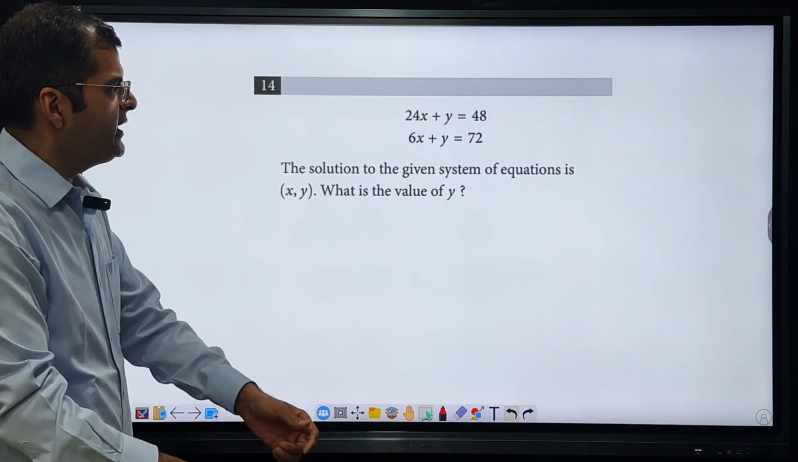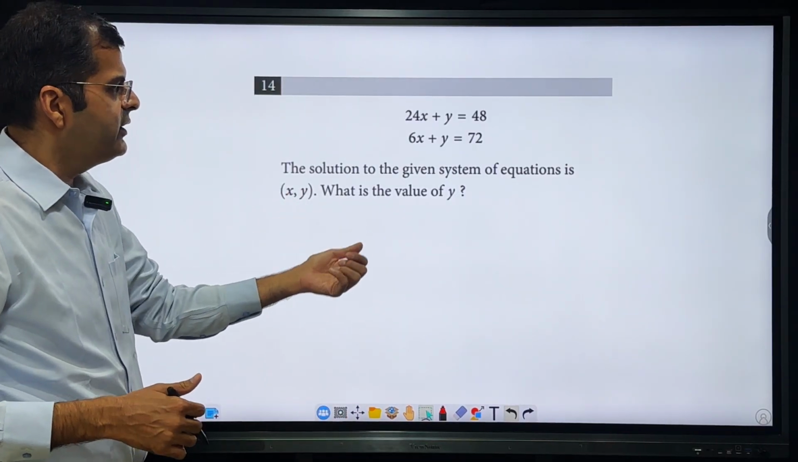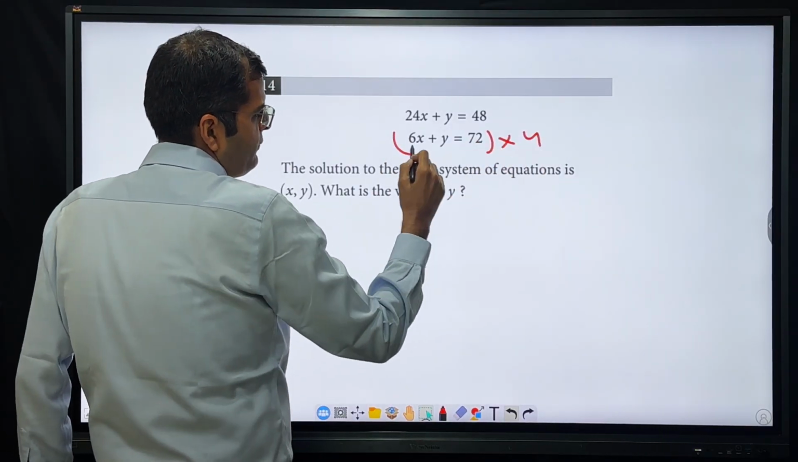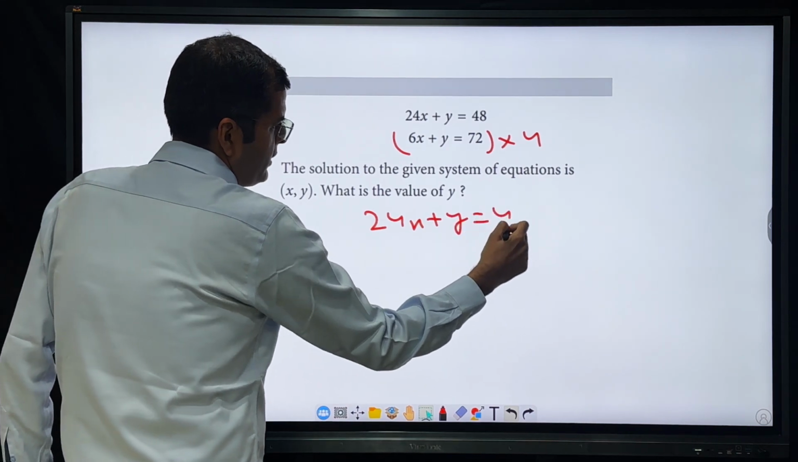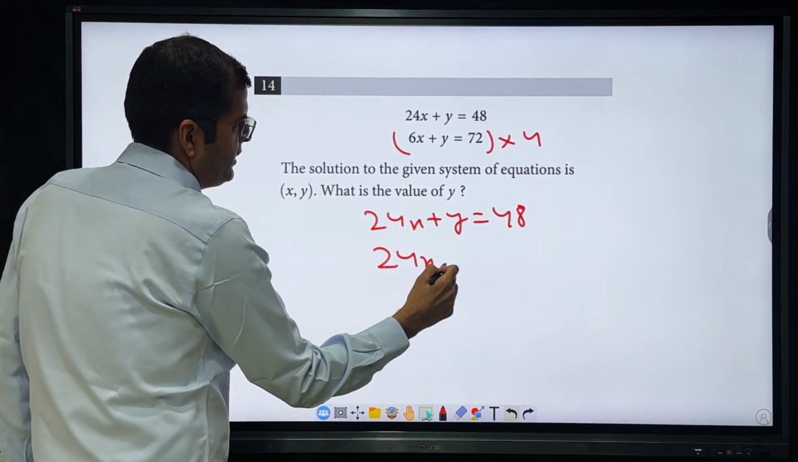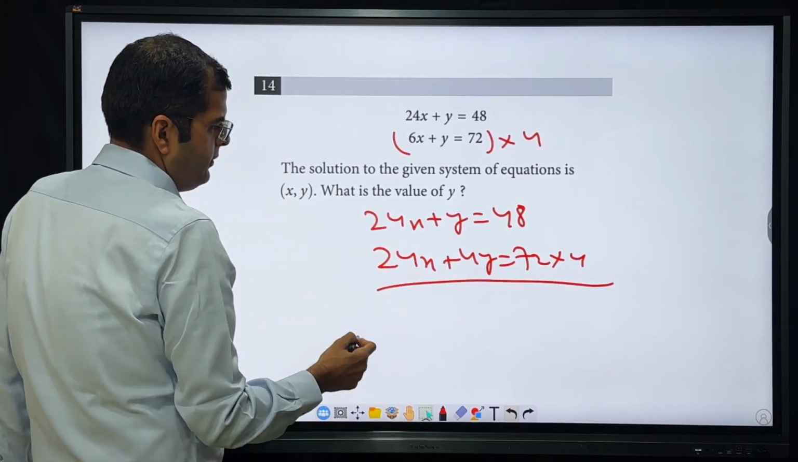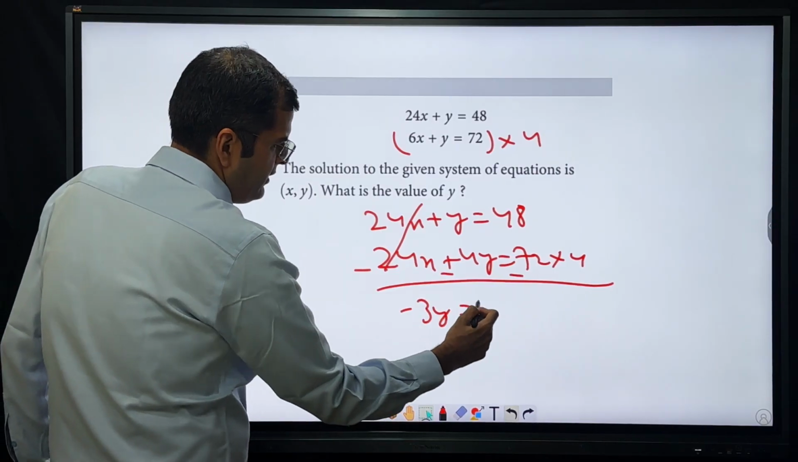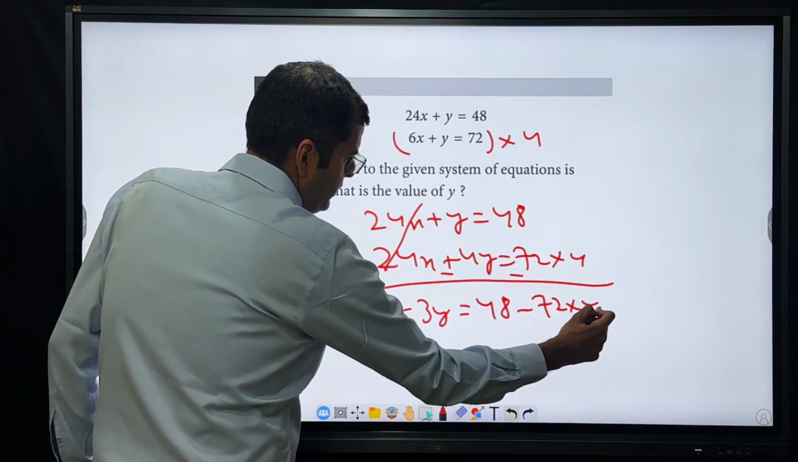24x plus y is 48, 6x plus y is 72. Solution to this system is x comma y. What is the value of y? So to find the value of y, what I'll do is I multiply this by 4 and eliminate x. So this becomes 24x plus y is 48 given, and then it becomes 24x plus 4y is equal to 72 times 4. Okay, I'll subtract them. So I get minus 3y is equal to 48 minus 72 into 4.